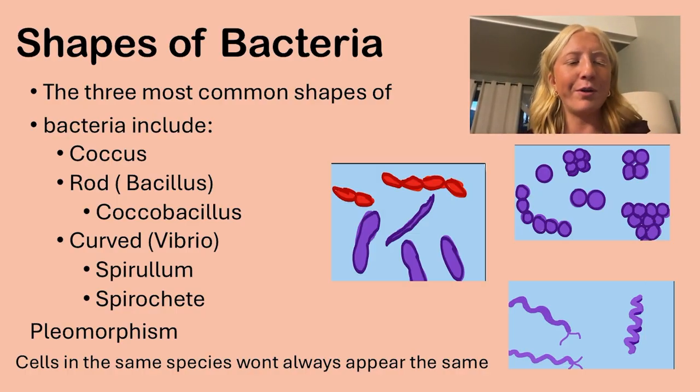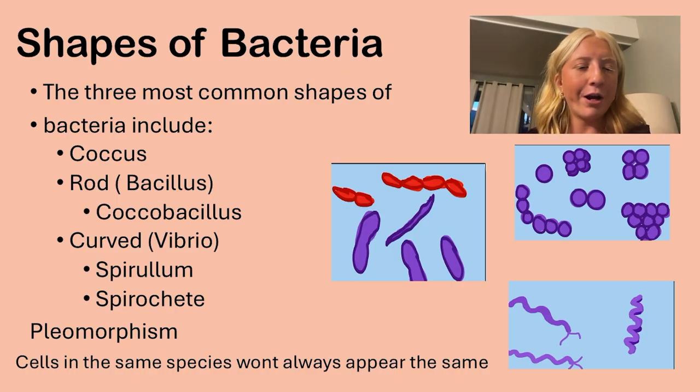These are all examples of pleomorphism. This is when cells in the same species won't always appear the same. So though you have the vibrios, there are also sub-shapes like the spirillum and the spirochete.